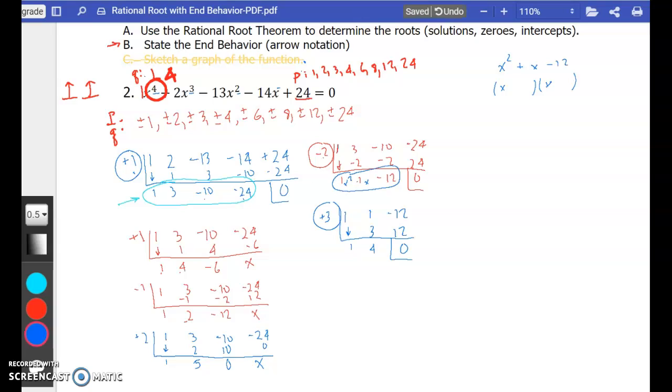And now I can take what's left. That gives me x plus 4. I can set that equal to 0. Subtract 4 from both sides. I got x equals negative 4. So my roots, to write them out, are x equals 1, x equals negative 2, x equals 3, and x equals negative 4.